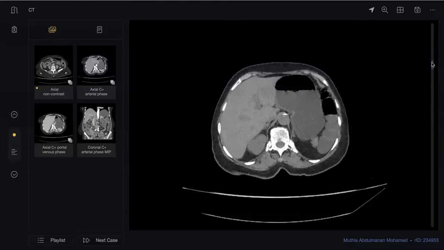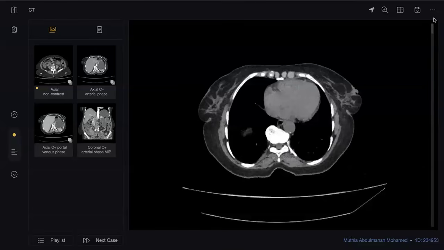Okay. This is an 80 year old female. They found some abnormality on the ultrasound and they sent her for CT scan.